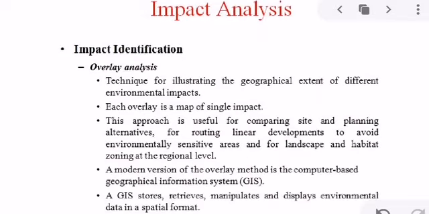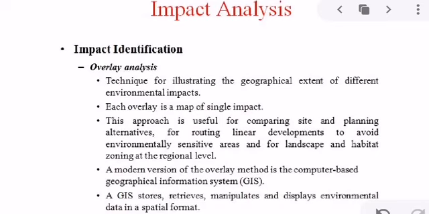Then comes the overlay analysis. Overlays can be used to map impacts spatially and display them pictorially. The technique for illustrating the geographical extent of different environmental impacts is called overlay analysis. This approach is useful for comparing site and planning alternatives, for routing linear developments to avoid environmentally sensitive areas, and for landscape and habitat zoning at regional levels.